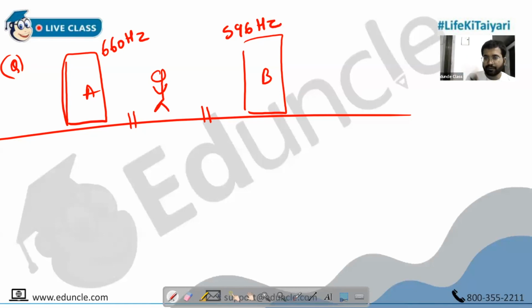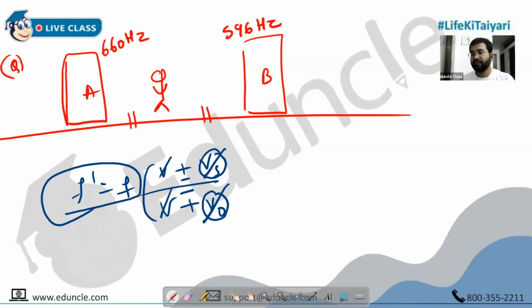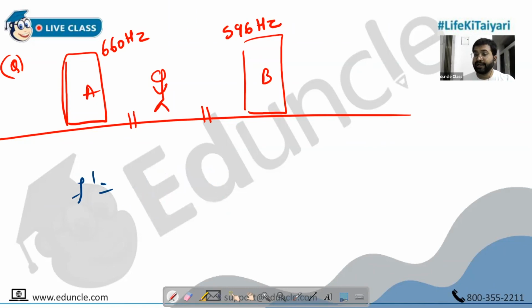Difference in nu2 minus nu1. Right now, if all of them are at rest, then what happens? F dash is whichever formula you use, plus minus or minus plus. If source is at rest and observer is at rest, the velocity terms are 0, and V also gets cancelled. Frequency will become equal. Apparent and original become equal if everybody is at rest.